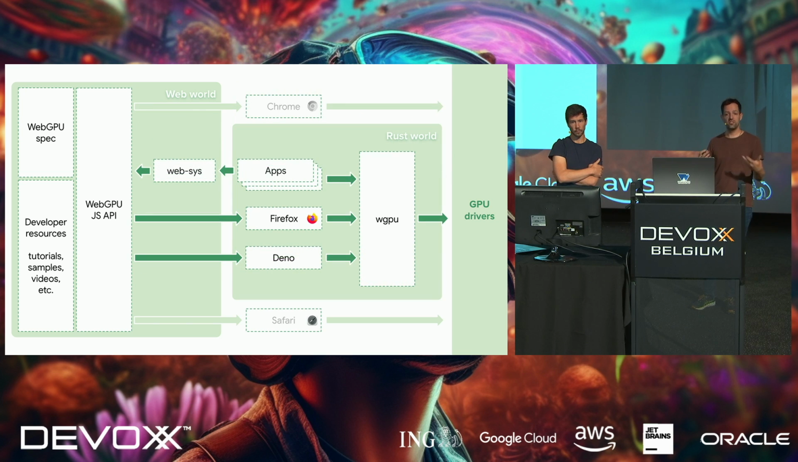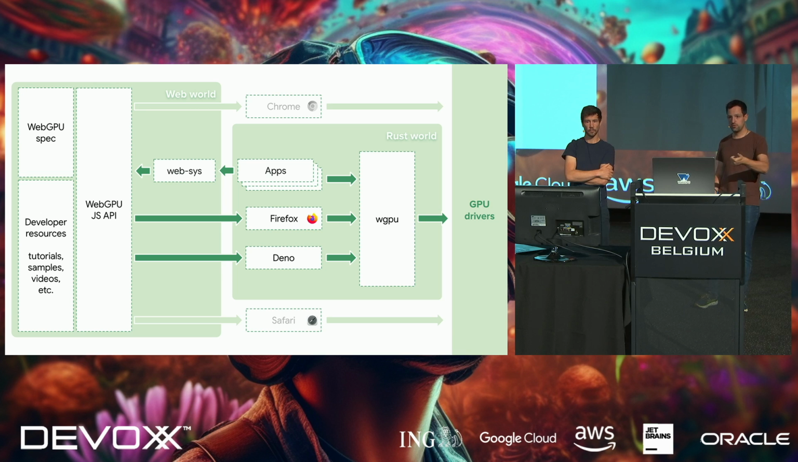But we have a similar ecosystem for Rust with WGPU, which is the library that Firefox uses for WebGPU. WGPU can be used directly by Rust applications, and then these applications can be ported to the web with WebSys, and likewise there's the Deno JavaScript runtime that supports WebGPU through WGPU. So this is very much a mirror ecosystem between the Rust world and the C++ world.